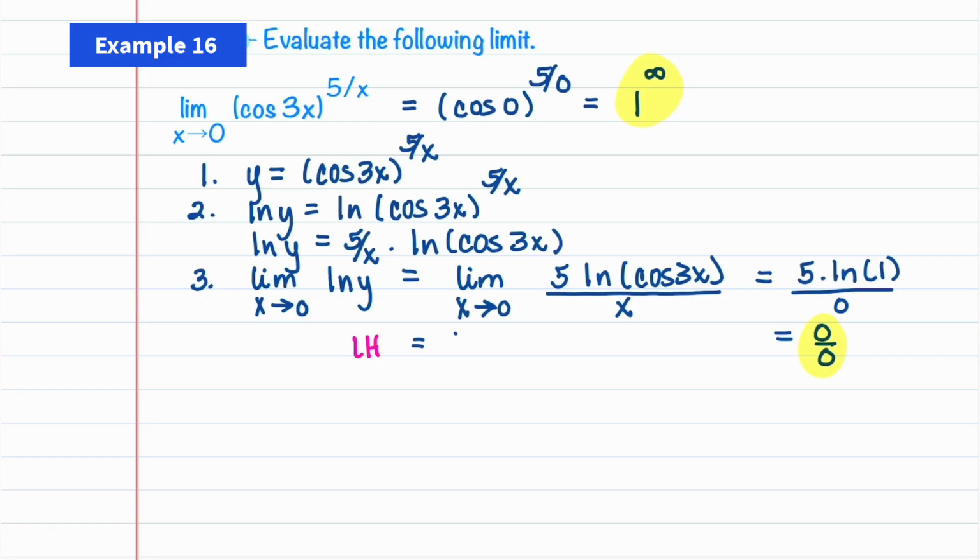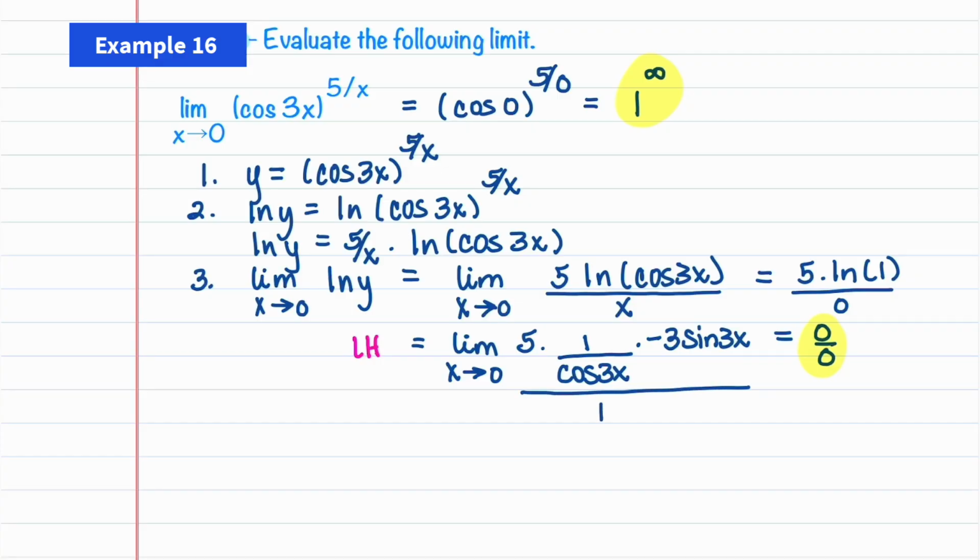This is the limit as x goes to 0. We have 5 times the derivative of the natural log. That is 1 divided by what's inside the natural log, which is cosine 3x, times the derivative of what's inside, which is a minus 3 sine 3x. And we divide all of this by the derivative of x, which is 1.